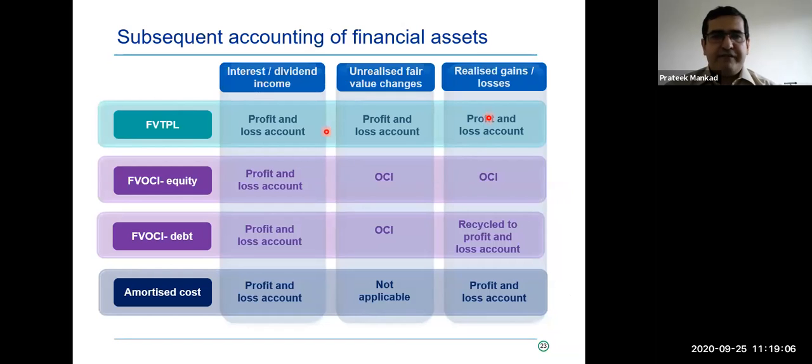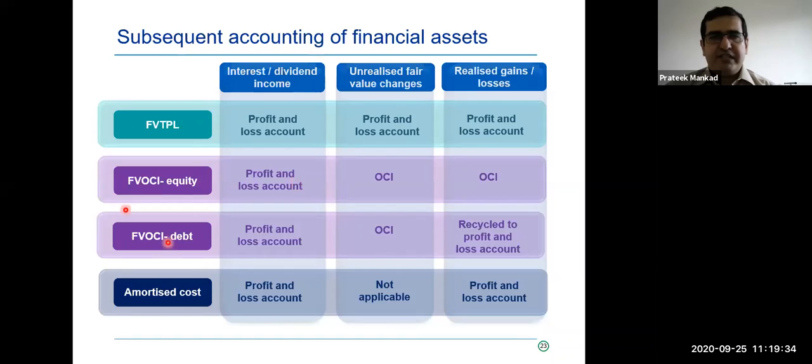If you have an equity instrument where you have chosen to do FVOCI accounting, interest or dividend is always P&L. Fair value, unrealized OCI, realized also OCI. Right? So this is an important thing to note. This is the difference between FVOCI and FVTPL.